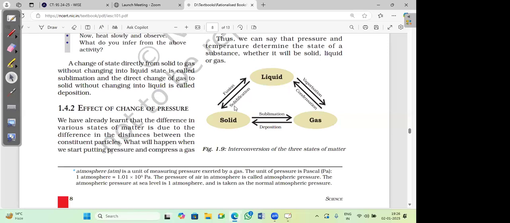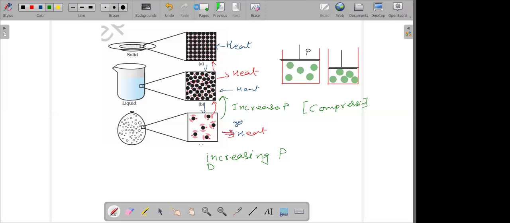A liquid can change to gaseous state, which we call vaporization, and a gas can change back to the liquid state, which we call condensation. Got it? Got it, sir. Okay. So these are the three things. Now, depending on this change of state, we will define what is vaporization. So let's try to understand what is vaporization.